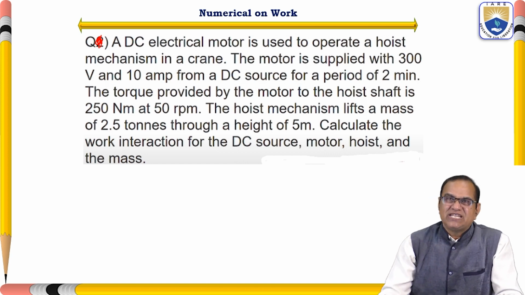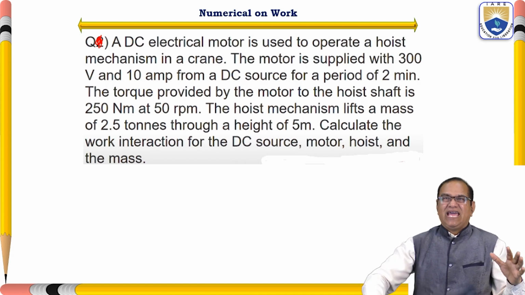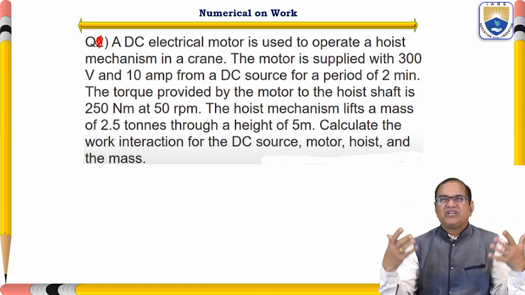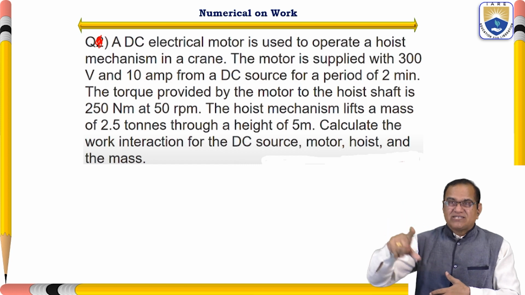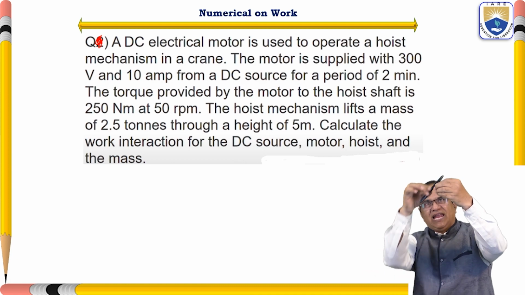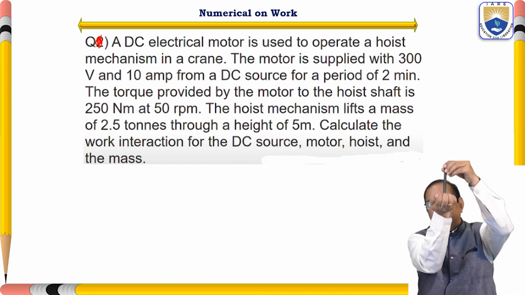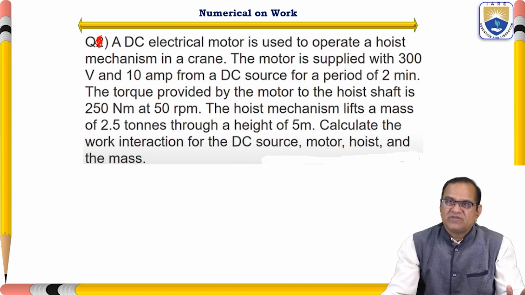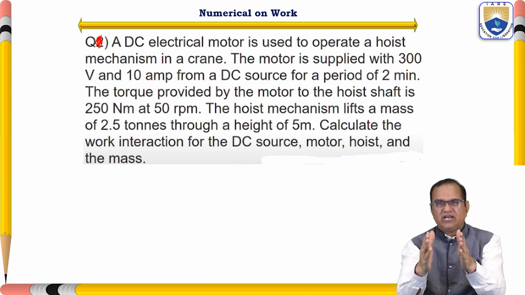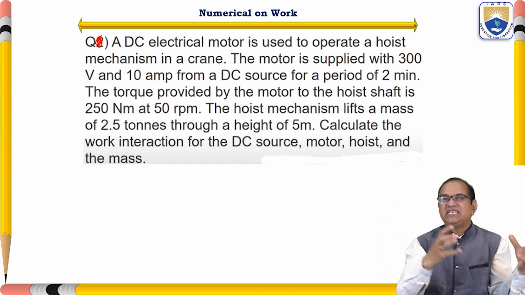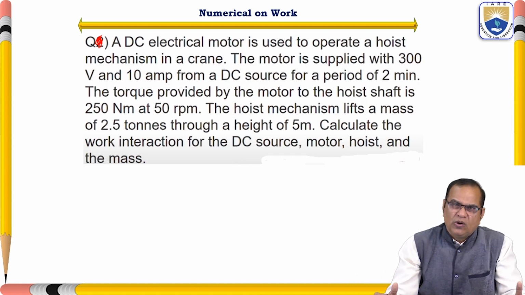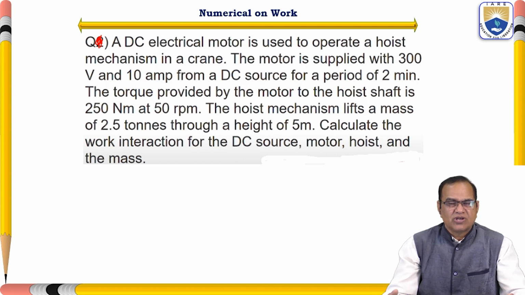Before that, we have to see that there is an electrical motor. This electrical motor is operated by some battery or DC source. This motor is operating a hoist, and in this hoist there is a wire, and this wire is lifting. Like this is the wire and this is your weight and it is lifting. So this is the concept of this question. So how much work for each item, your DC source, your motor, your hoist and the mass, how much each one is doing the work or taking the work. That we have to consider and try to solve this problem.